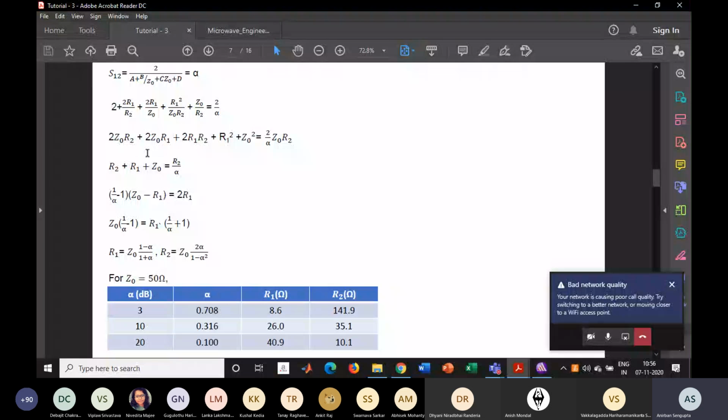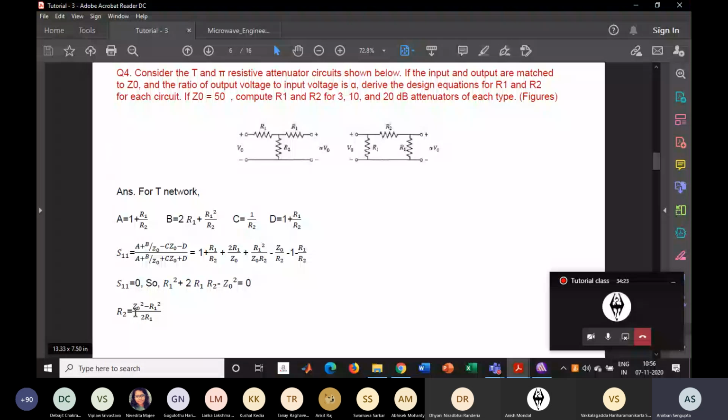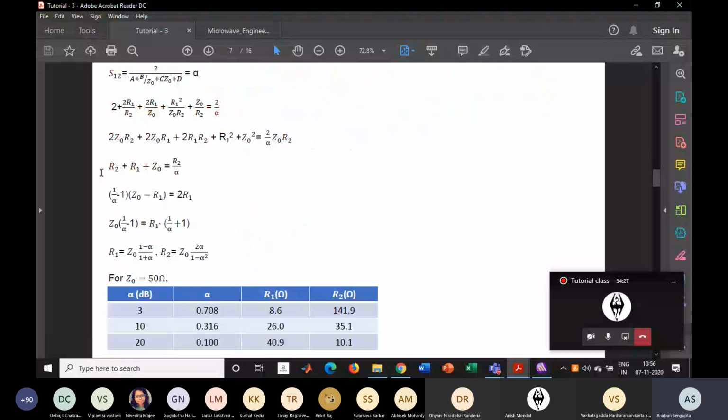find that after this equation, from R1 square plus Z naught square, you can put these values there, interchanging the values, and you will find a simplified form of this R2 plus R1, like that. Now again you have to use the value of R2 to find out this equation. So you got the design equations of R1 and R2 for the T network.